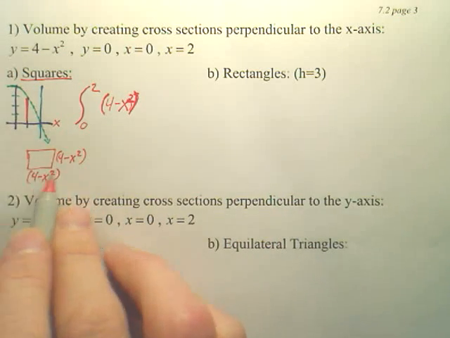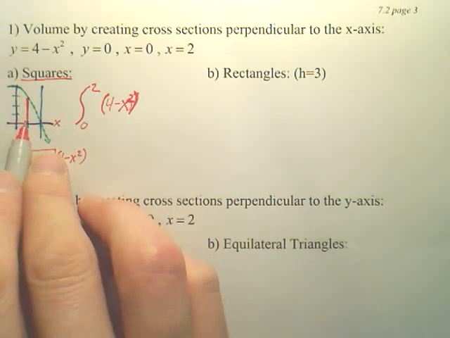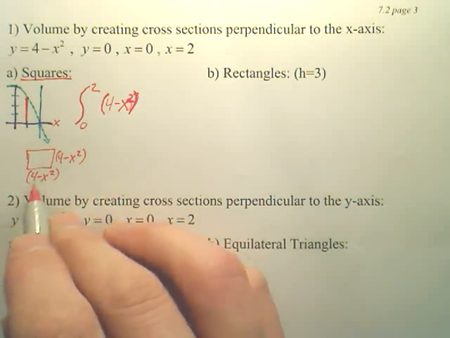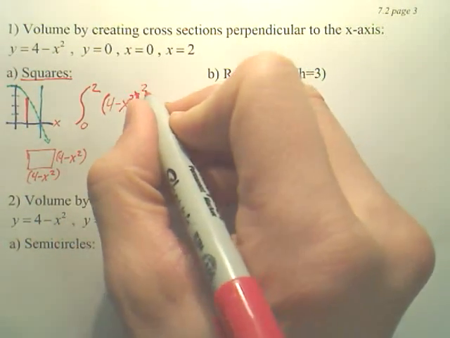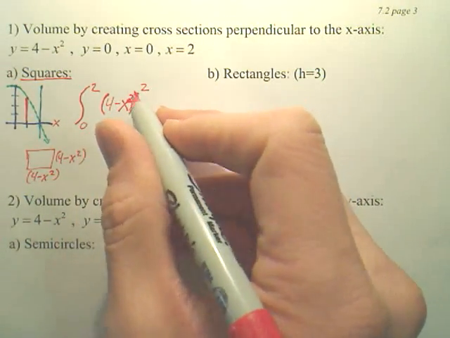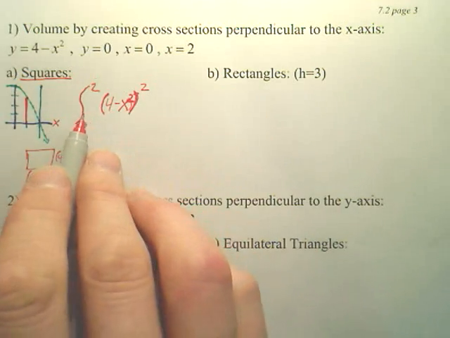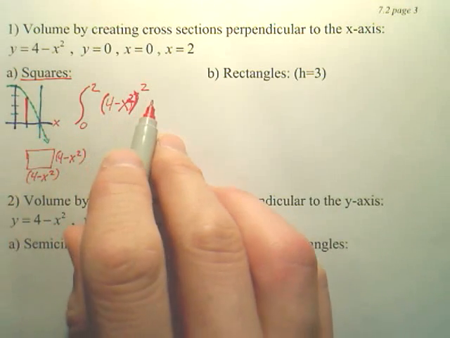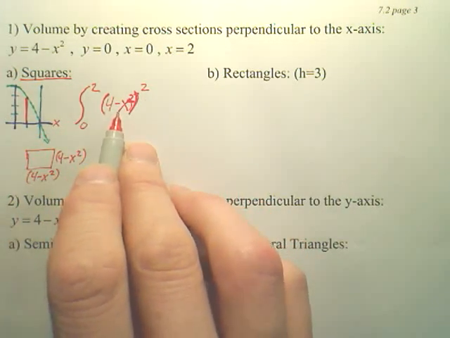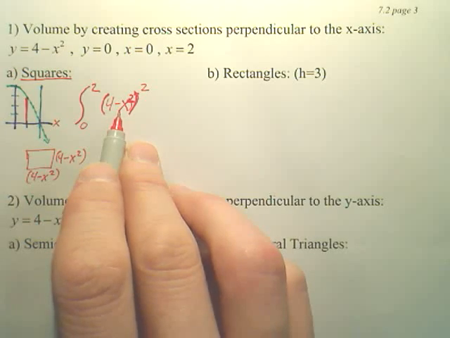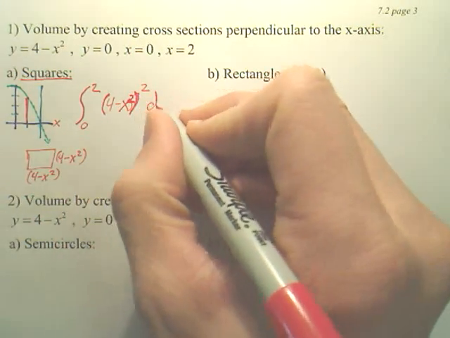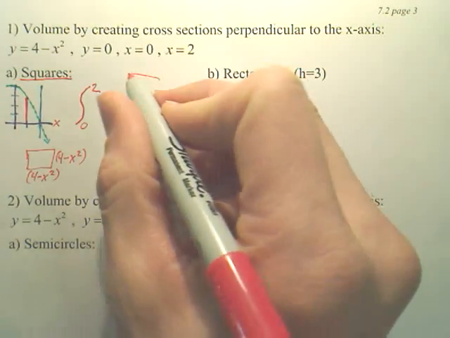So, how do you get the area of this red square right here? Isn't it just these two numbers? So aren't I just going to take this value and square it? Isn't that the area of my square? Won't the integral from 0 to 2 then add up all the squares of base 4 minus x squared, height 4 minus x squared? We're done. That's all you do.